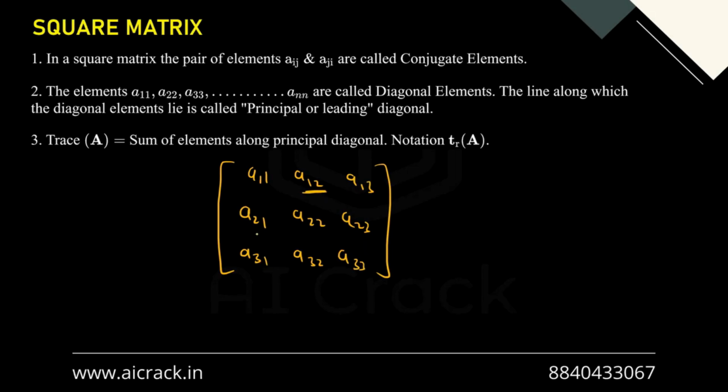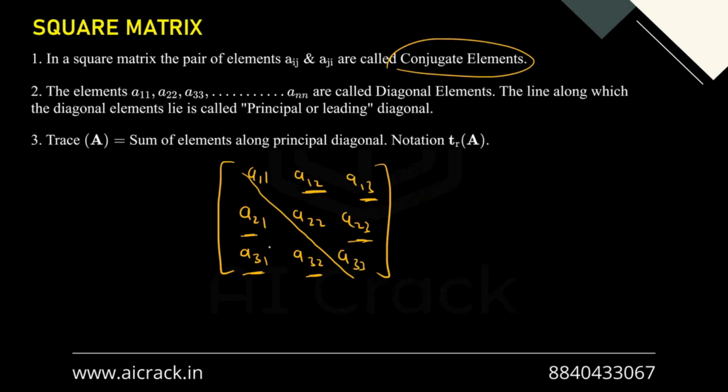Now the elements like A12, A21, A13, A31, A23, and A32, these are called conjugate elements, right? Now, if we talk about the elements A11, A22, A33, basically of the format Aii, these are called diagonal elements. And this particular diagonal line is called the leading diagonal or principal diagonal.